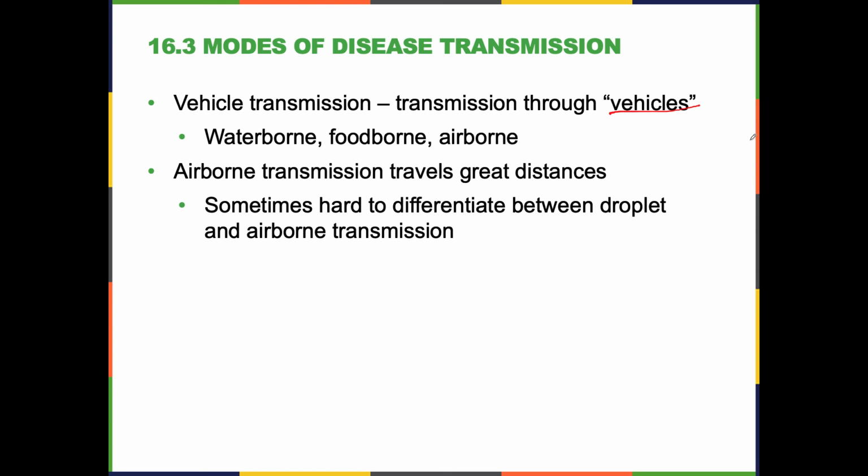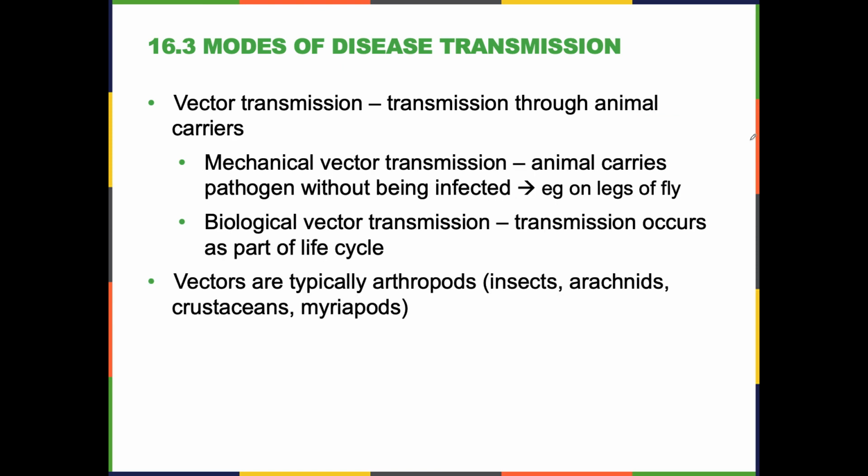The third type of transmission is vector transmission. A vector is some sort of animal carrier. Typically, we're talking about arthropods: insects, arachnids, which include mites, crustaceans, and myriapods, which are like millipedes and centipedes.